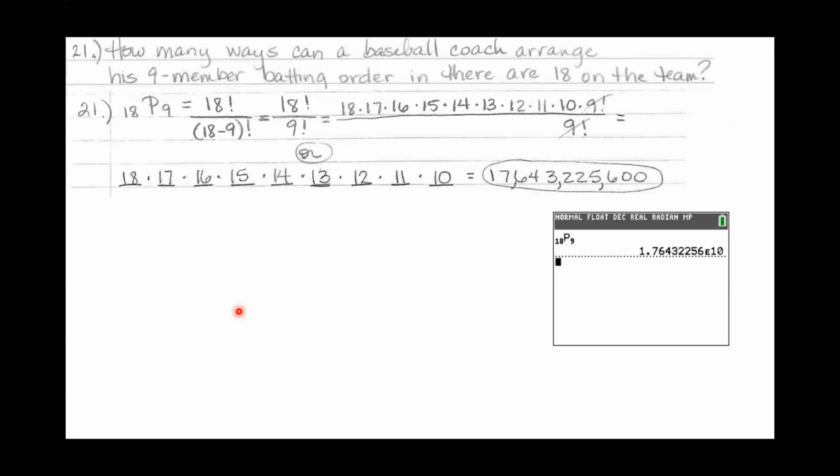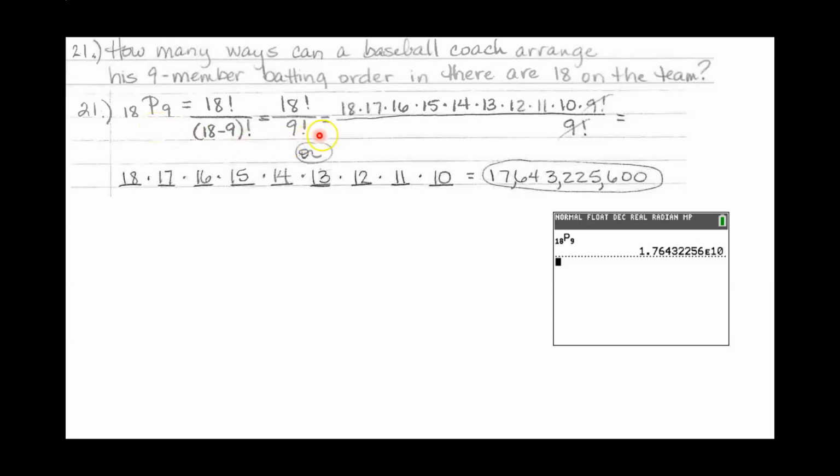All right, then for 21, how many ways can a baseball coach arrange his 9-member batting order if there are 18 people on the team? Okay, a couple ways that we could do that. There are 18 to choose from, and I'm choosing 9. And because it says in how many different ways can we arrange the batting order, having John bat first and Paul bat second is not the same thing as Paul batting first and John batting second. So the order matters. This is a permutation.